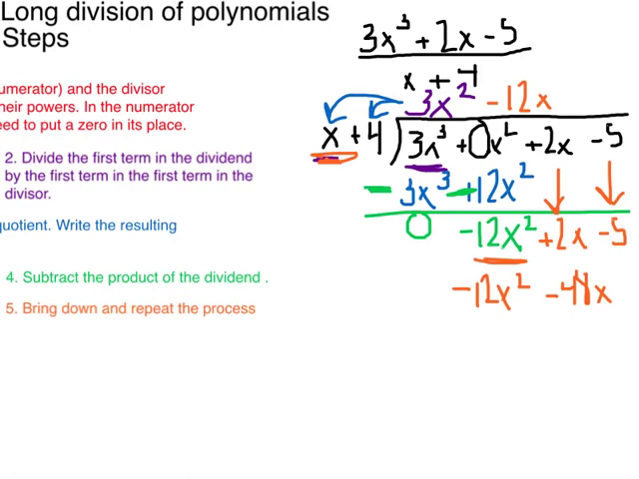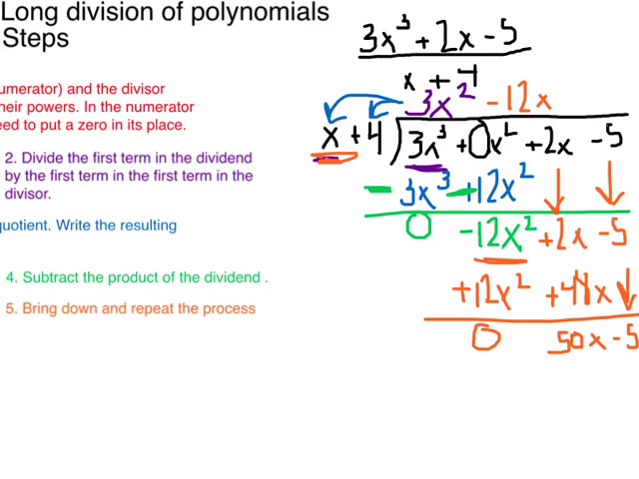So I want to subtract negative 12x squared. If I subtract a negative 12x squared, it's like I add it. If I subtract a negative 48x, it's like I add that. I always just change the sign of whatever you have. So negative 12x squared plus 12x squared is 0. 2x plus 48x is 50x. And that's the subtract part. The last thing is to bring down that 5. I'm running out of room, but that's okay.